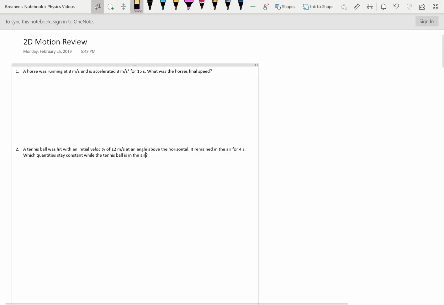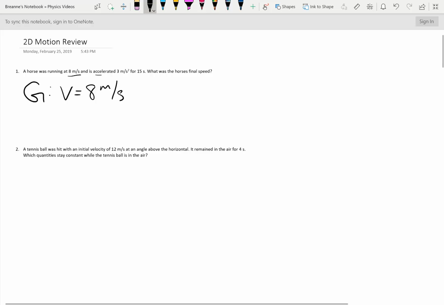So, question number 1. A horse was running at 8 meters per second and is accelerated 3 meters per second squared for 15 seconds. What was the horse's final speed? So we're going to do our givens. Our first given is this 8 meters per second. That meters per second tells us that it's a velocity. Knowing your units is a key thing.